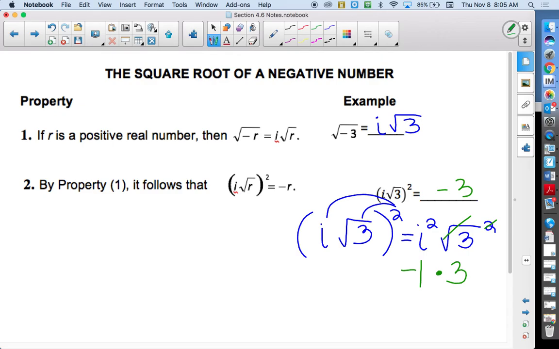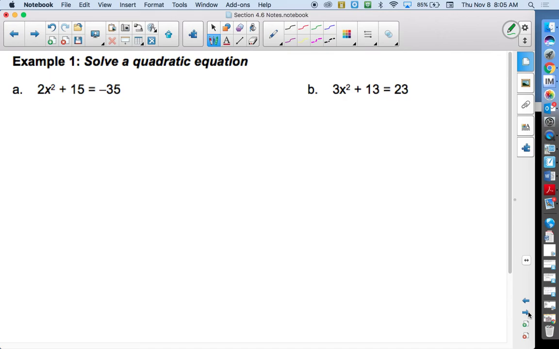Yeah. So that's just equal to a -3. That's what we did yesterday. We squared and had square roots. They cancel. They undo each other. So -1 times 3 is just equal to -3.